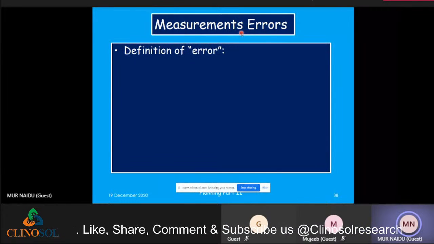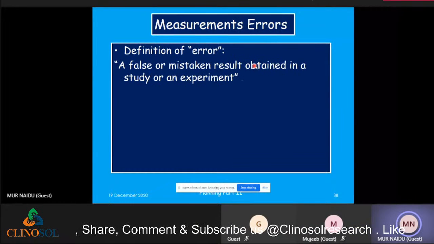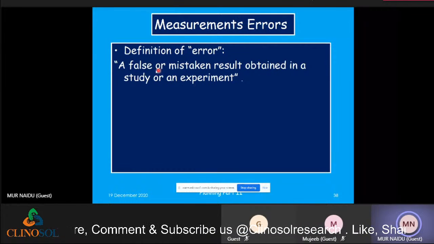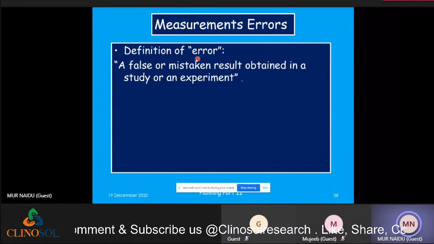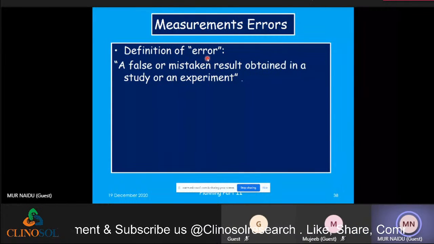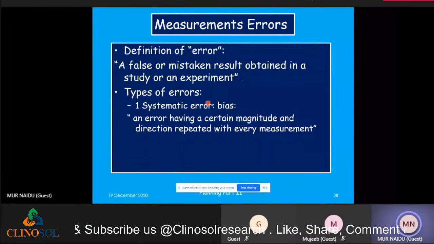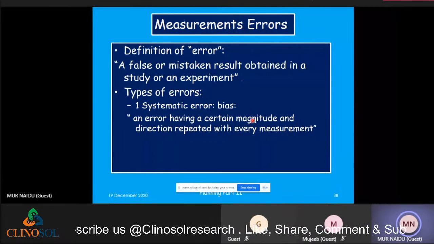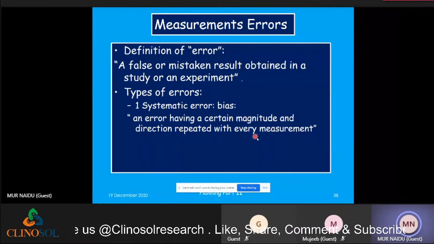What is it? The definition of error is a false or mistaken result obtained during a study or experiment. So there is a false or mistaken result which you obtain, and that becomes an error. One type of error is systemic error, that is bias. That error has a certain magnitude and is directly repeated in every measurement.